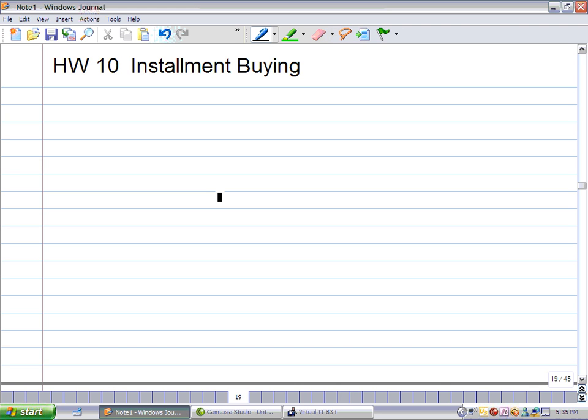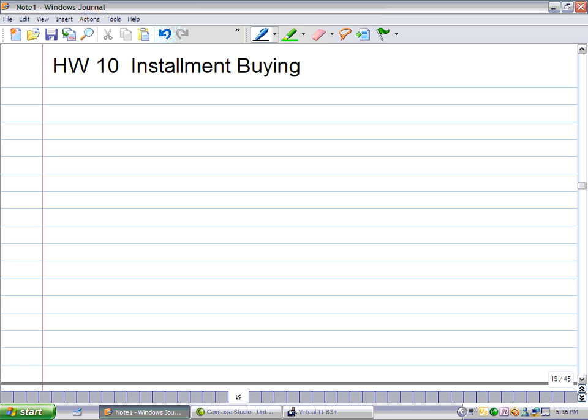In this section of Homework 10, we'll be talking about installment buying. Installment buying is when you take out a loan to pay for something that you don't have enough money to cover the whole thing, and then you make monthly payments in order to pay it off. Credit cards can be an example. Sometimes you can make this kind of loan through a store, or you can get that kind of a loan from a bank or other money lending institution.